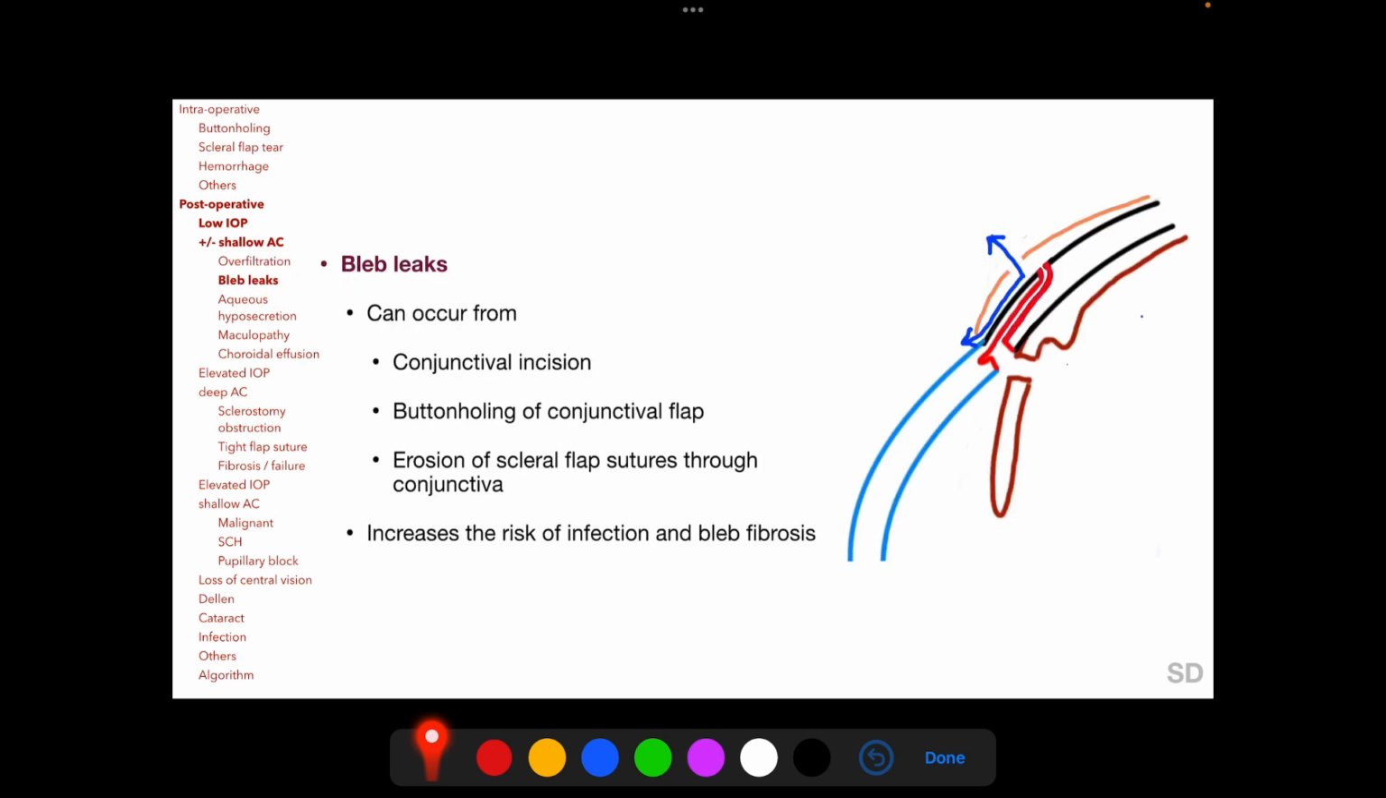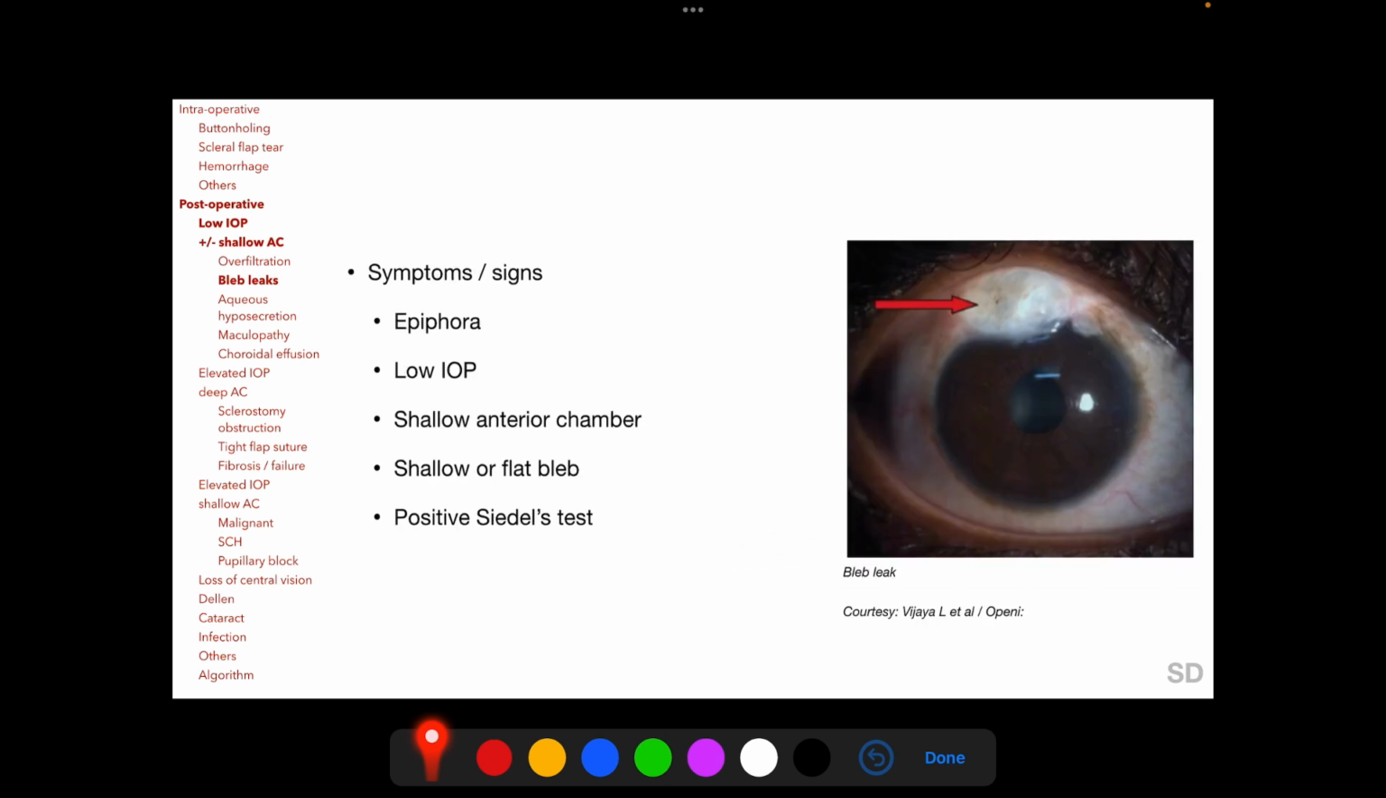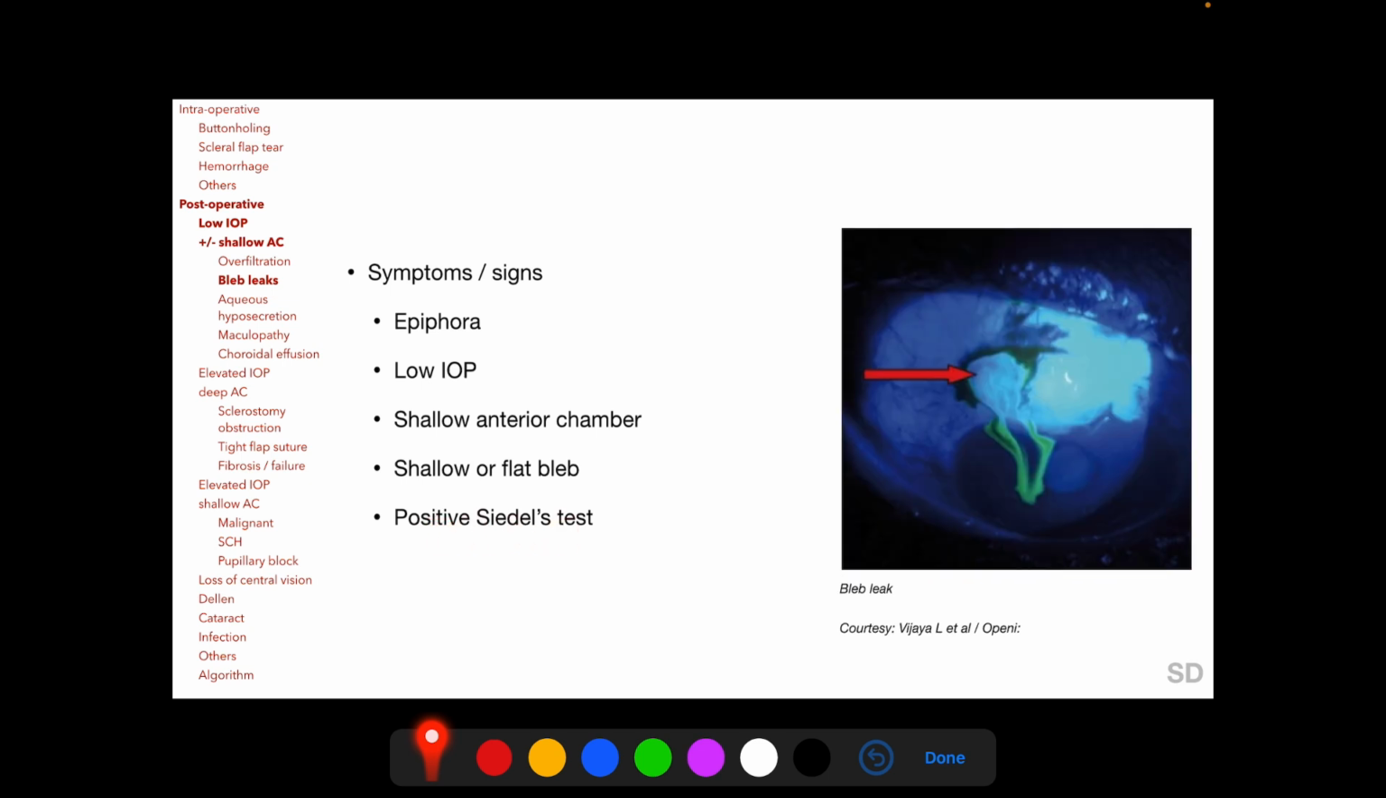Leakage from the bleb can occur from the conjunctival incision, buttonholing of the conjunctival flap, or from erosion of scleral flap sutures through the conjunctiva, and bleb leaks increase the risk of infection and bleb fibrosis. A patient with bleb leak may present with epiphora, and on examination we'll see, in addition to low intraocular pressure and shallow anterior chamber, a shallow or flat bleb as seen here in this portion of the bleb, and a positive Seidel's test as seen here in the photograph of the same patient.